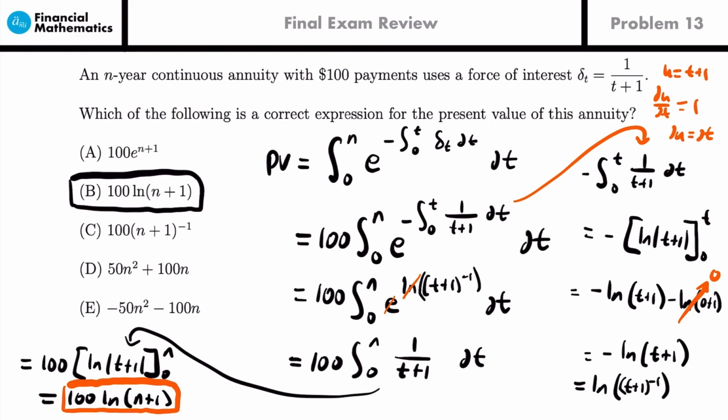Hopefully this is a good reminder that you do need to know calculus for some problems in financial mathematics, specifically problems relating to the force of interest and continuous annuities. So make sure that you are sharp on your integration and derivative skills. But with that, let's move on to the next problem.